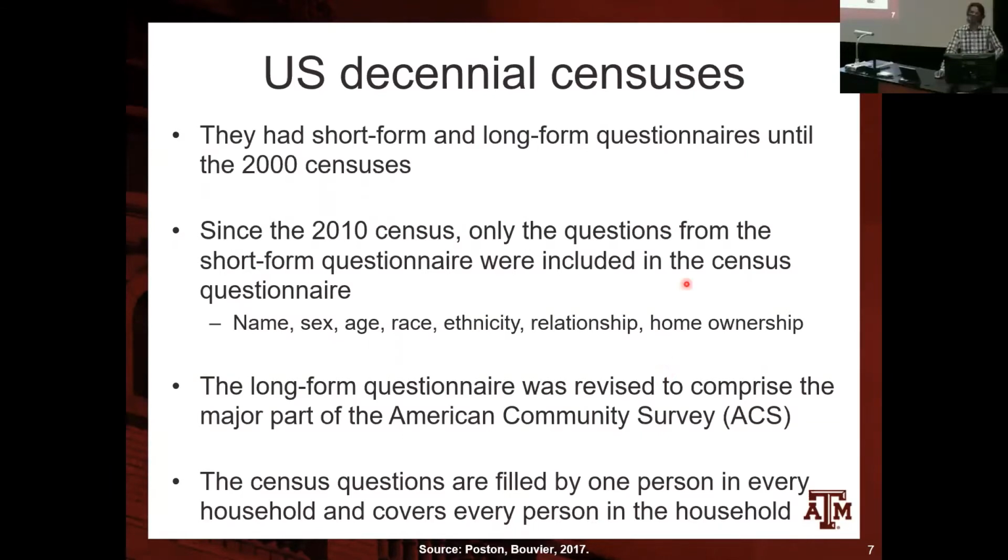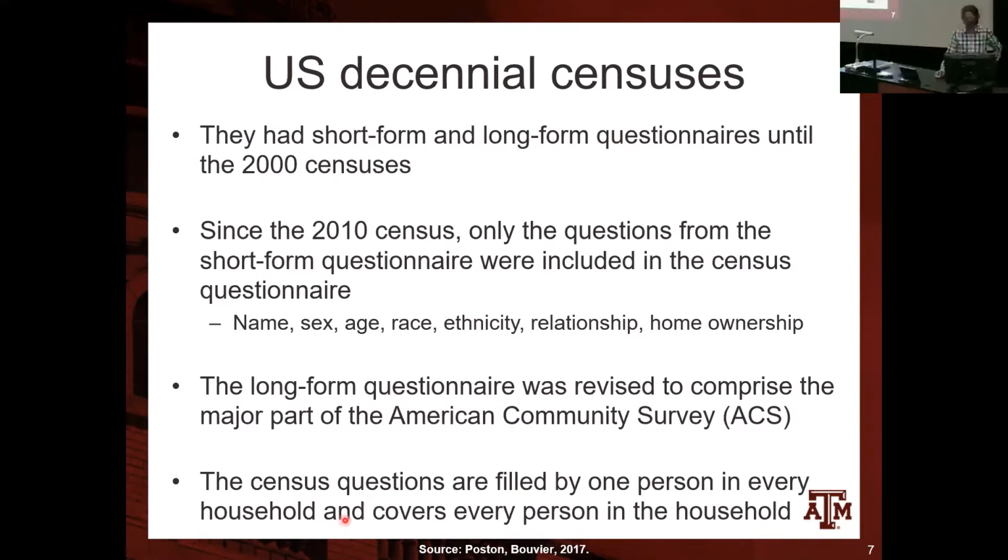One interesting thing, the 1940 census implemented the long form questionnaire to everybody in the US population. So the 1940 census is interesting because it did collect information about 100% of the people. So it's called the 100% count. The 1940 census did that. After the 1940 census, the long form questionnaire was implemented only to a sample of the population. The census questions are filled by one person in every household and cover every person in the household.